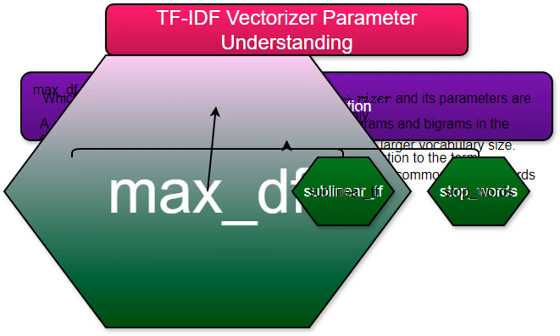This is all about how strongly frequent words affect the TF-IDF score. Setting sublinear_tf equals true lessens the weight of frequently occurring words, preventing them from dominating the analysis. Think of it as a volume control for common words, reducing their influence. It's a smart way to keep things balanced.